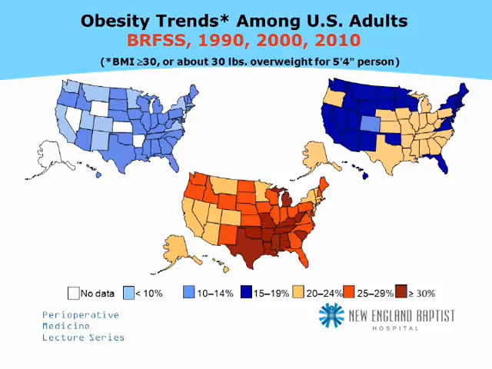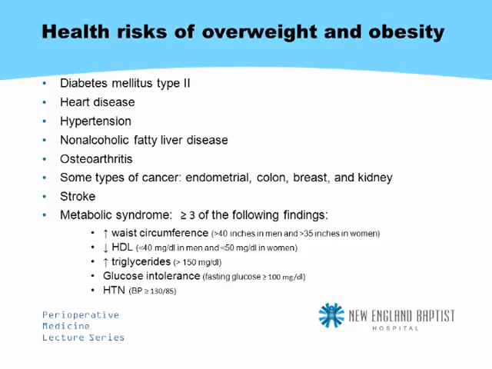If we go to the southeast, let's say Texas, they were 10 to 14%. They were almost 20% in 2000. Now they're over 30% in obesity. So these are staggering numbers, and what's worrisome is how fast this problem has occurred.